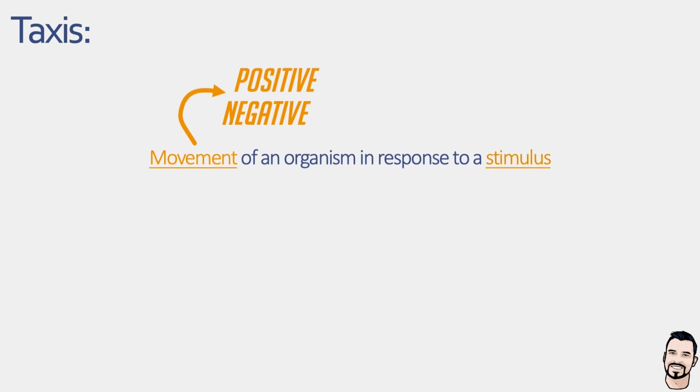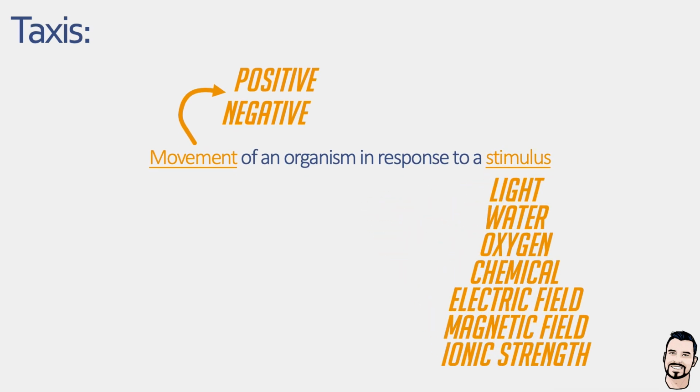Now, there are many different types of stimuli that affect our bacterial cells. So bacterial cells can respond to light, and we call this phototaxis. They can respond to water, and we call this hydrotaxis. They can respond to oxygen concentrations, and this is known as aerotaxis. Now, one of the more common taxis out there is where cells respond to chemicals, and we call this chemotaxis, and we'll have a look at this in a different video. Now, there are some other less known taxis. Cells can respond to electric fields, known as galvanotaxis, magnetic fields, known as magnetotaxis, and ionic strength, known as osmotaxis.